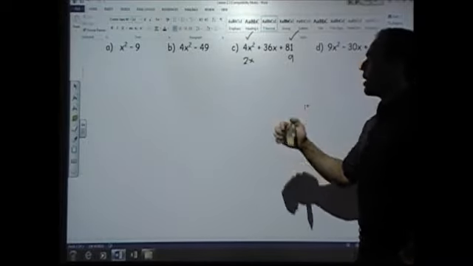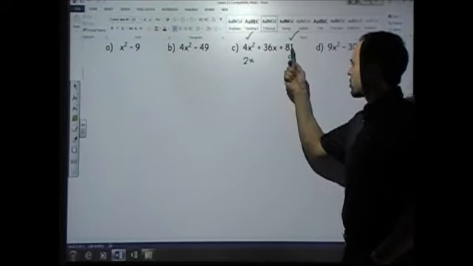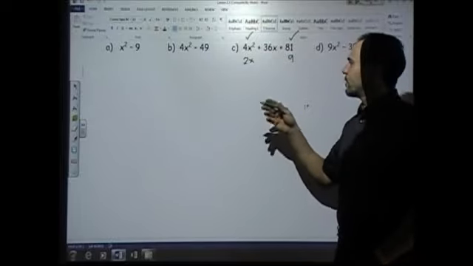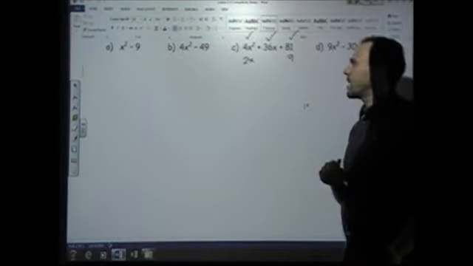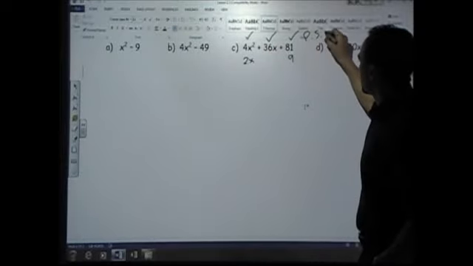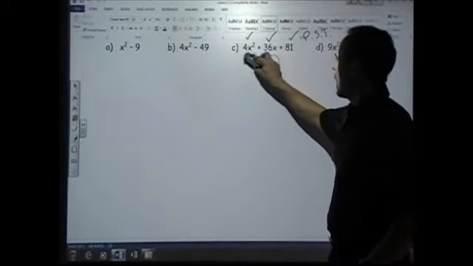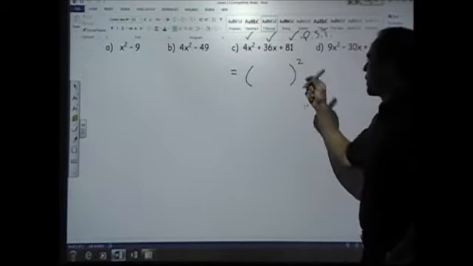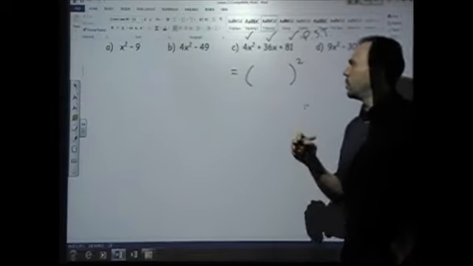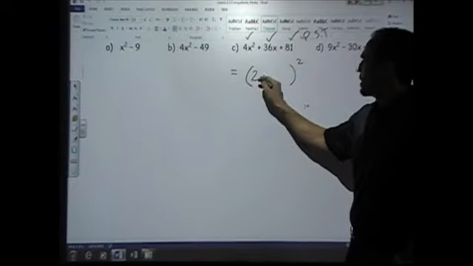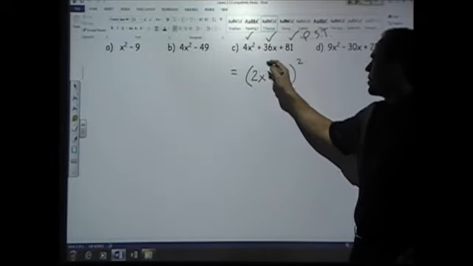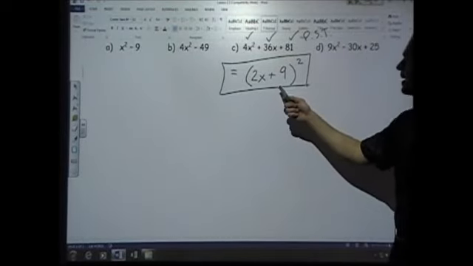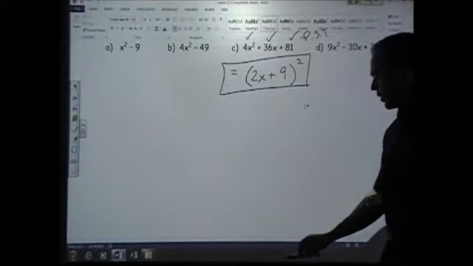I have to check the middle number. How do you check? The square root of that's 2x, square root of that is 9. So 2x times 9 is 18x. 18x, if I double it, it's 36x. So yes, this is a perfect square trinomial, and no, I do not need to use decomposition. I can go right to the answer because I know a perfect square trinomial comes from a binomial squared. Square root of that is just 2x, square root of that is just 9, and there's a positive sign in the middle. So this would be the final answer. If you re-expanded that, I promise you would get that trinomial there.